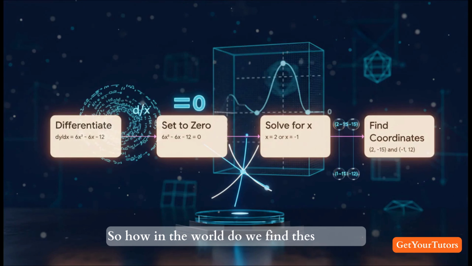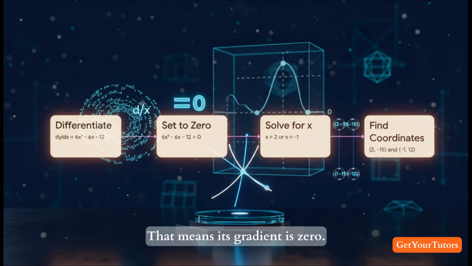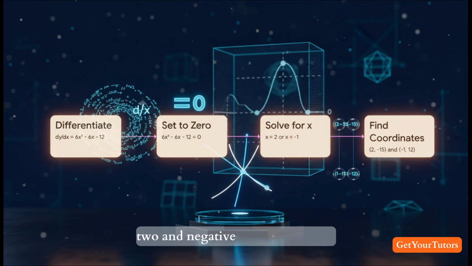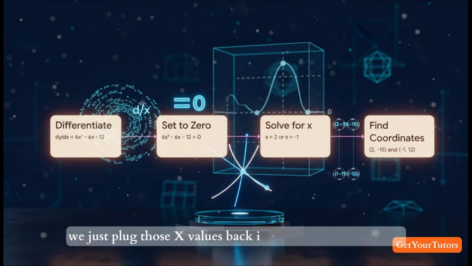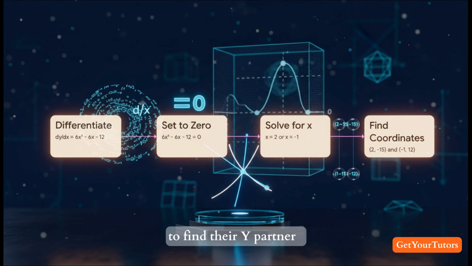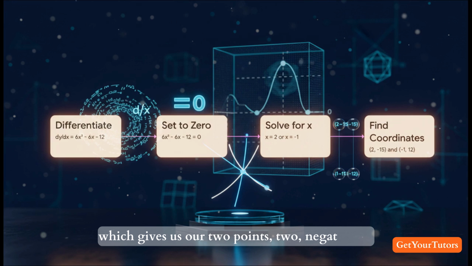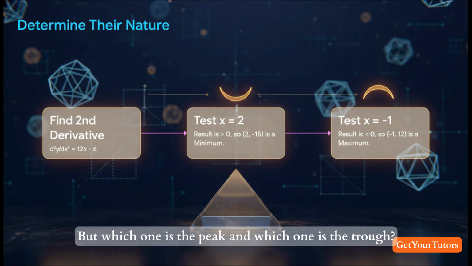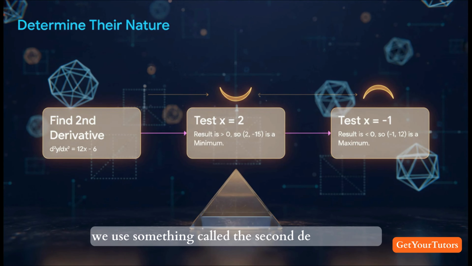So how in the world do we find these points? Well, the key idea is that at the very top of a peak or the very bottom of a trough, the curve is flat for just a split second. That means its gradient is 0. So step 1, we differentiate the equation to get a new formula for the gradient. Step 2, we set that gradient formula to 0. Solving that gives us our two x coordinates, 2 and -1. And finally, we just plug those x values back into the original equation to find their y partners, which gives us our 2 points, (2, -15) and (-1, 12). But which one is the peak and which one is the trough? To figure that out, we use something called the second derivative test.